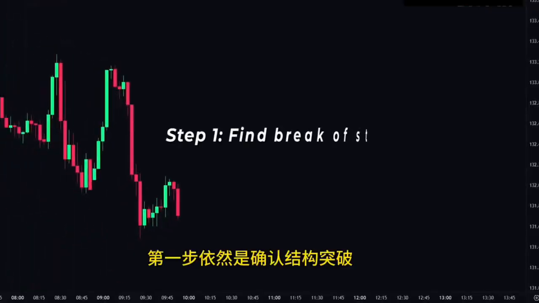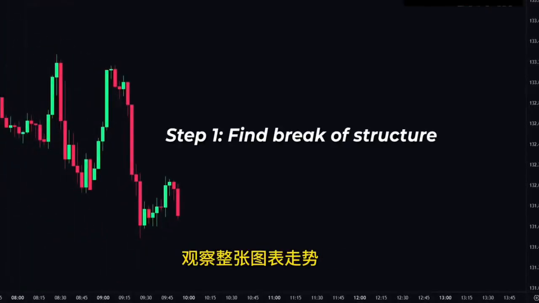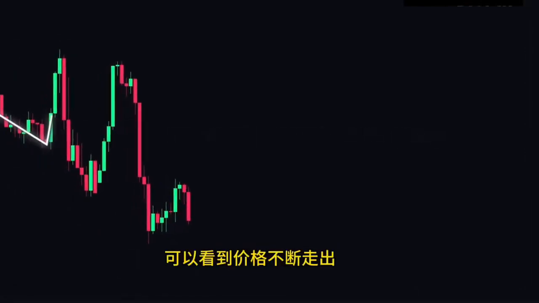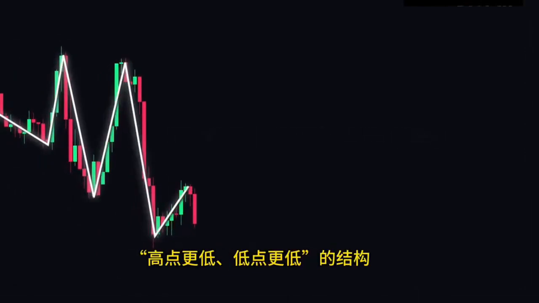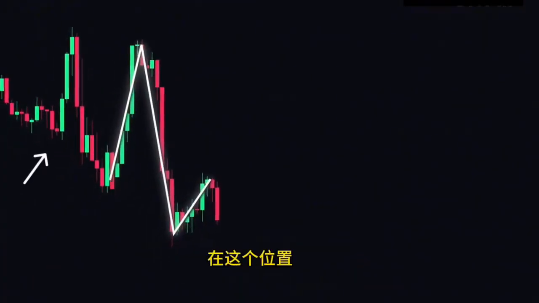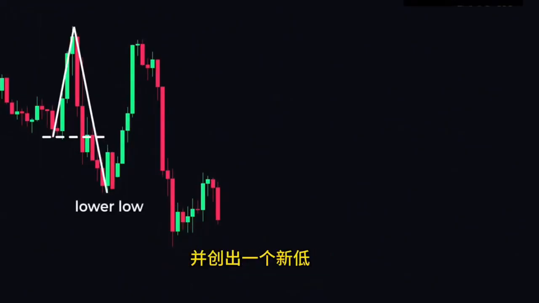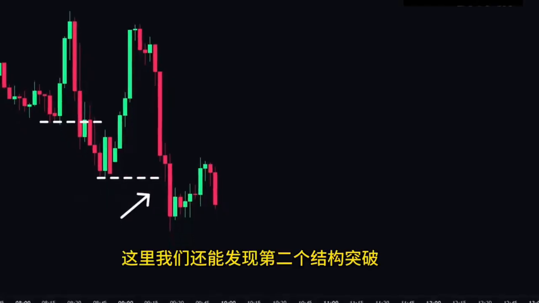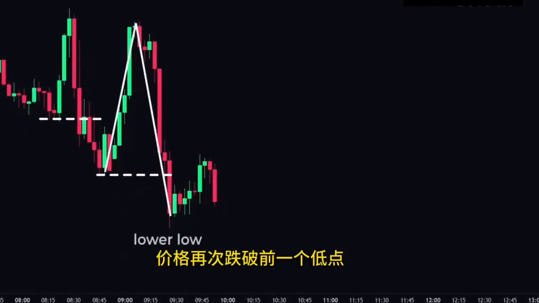So again, the first step is to find a break of structure. Looking at this overall chart, we can see that price is forming lower highs and lower lows, showing a clear downtrend. And right here, we can spot a break of structure as price broke below this low and formed a new lower low. We can also spot another break of structure here, as price broke the previous low.